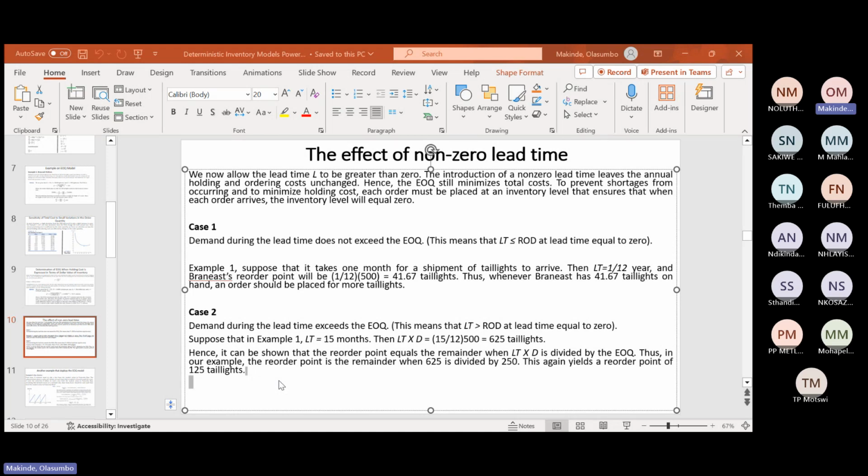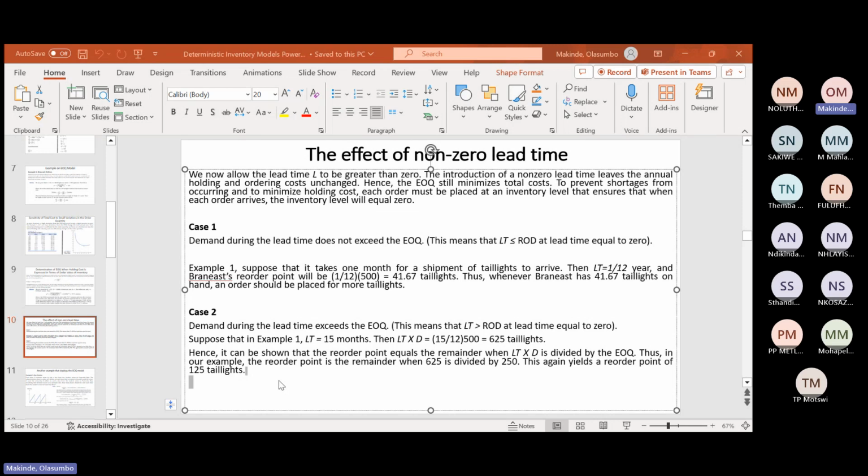So you take that result, let me explain it again. Take the result you have got by multiplying the annual lead time times the annual demand. Take that result and divide it by the EOQ. And that's where we got 625 was the result, divided by the EOQ that we have computed for the problem, which is 250. Then that gives us 2.5.